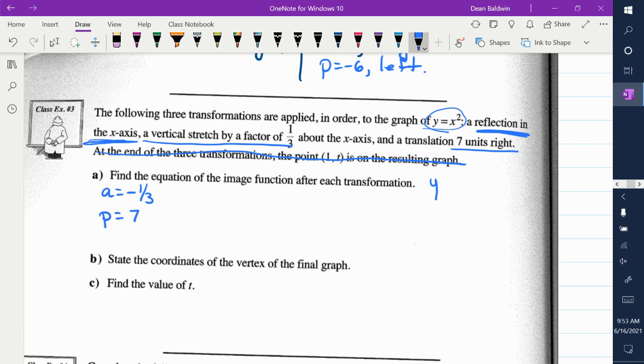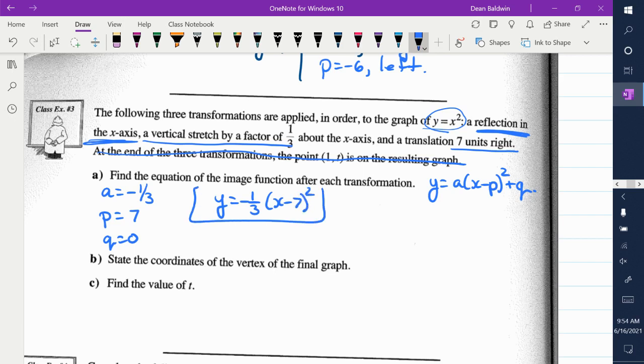All right. So everything relates to this. Once you know A, P, and Q, if I don't say anything about Q, what is it? It's 0. Because it's adding, right? It can be 0 because you're adding. A, if I don't say anything about A, it's a 1 because you're multiplying. Then you just plug it into the equation. So it's y is equal to negative 1/3 x minus 7 all squared.